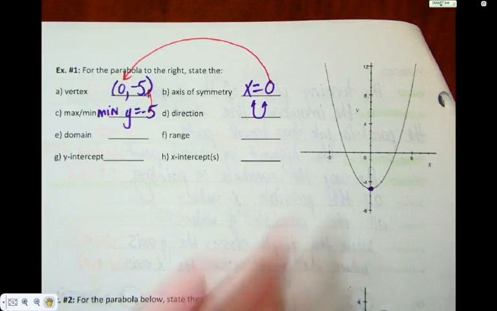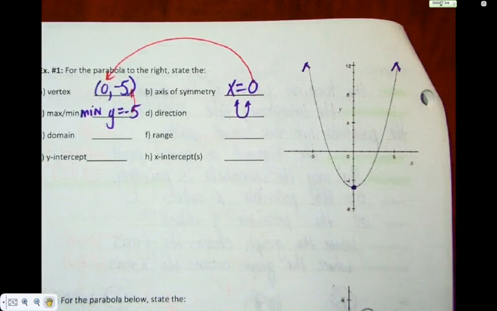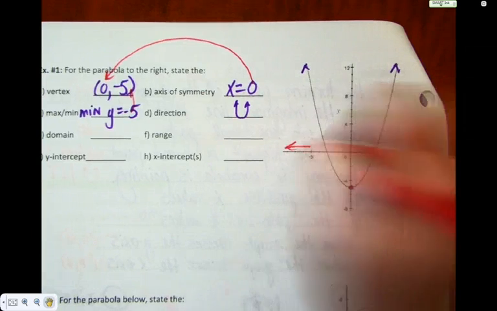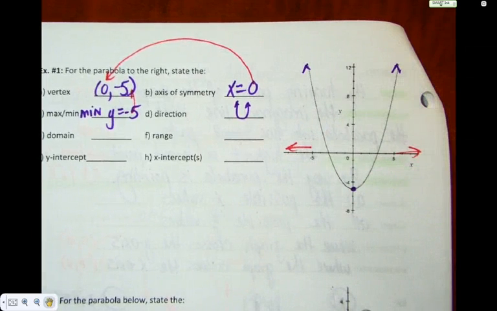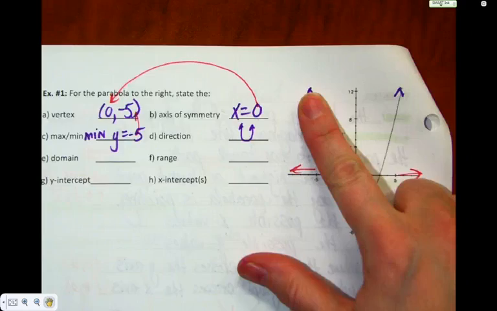Okay. So I'm going to put the arrows on here to show you the direction. And for the domain, what you're going to do is look to the left and look to the right. You want to know what's the very lowest point on the x-axis, what's the very highest point. So because of the arrow, what does it mean this graph is doing? Going on forever and ever.